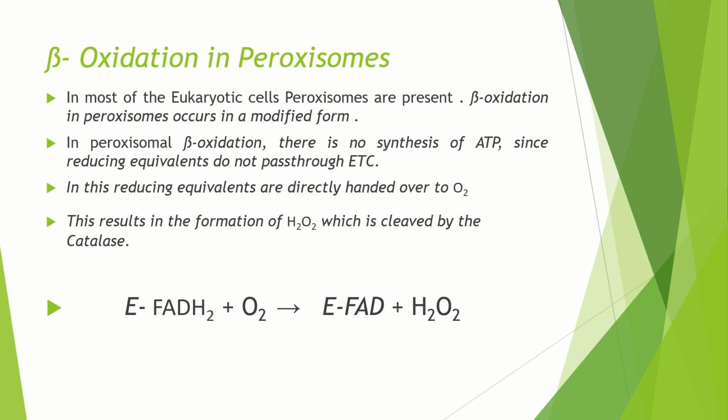And coming to the peroxisomal beta oxidation, peroxisomes are certain cell organelles, and the reducing equivalents produced here are not going to enter the electron transport chain, but are going to directly combine with oxygen and form hydrogen peroxide. Of course, this hydrogen peroxide is toxic to the cells, so it is going to be cleaved by the catalase enzyme, an antioxidant enzyme, and it forms water and oxygen.